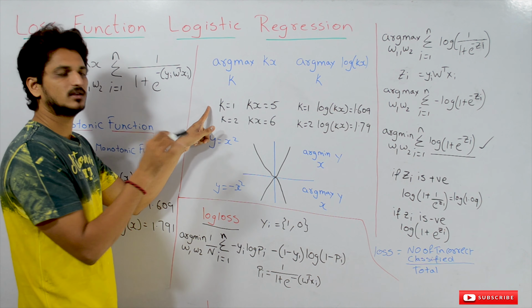See, at k equal to 1, kx value is 5. Log of 5 is 1.609. At k equal to 2, kx is 6. Log of 6 is equal to 1.79. Which one is maximum here? 1.79 is maximum. So which k will be selected in this optimization problem? k is equal to 2. So solving this or the earlier one, we get the same output. That's the point we have to understand.